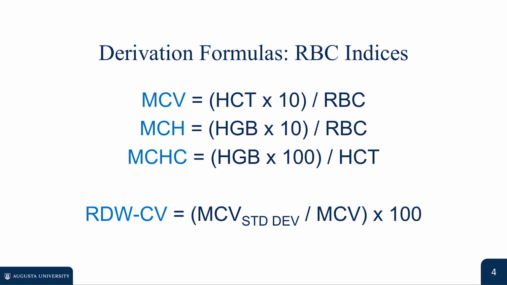It is computed by multiplying the hemoglobin concentration in grams per deciliter by 100 and dividing by the hematocrit percentage. Alternatively, MCHC can be derived by dividing MCH by MCV and multiplying by 100. Lastly, the RDW-CV expresses the degree of red blood cell volume heterogeneity, or anisocytosis. It is mathematically calculated by dividing the standard deviation of red blood cell volume by the MCV and multiplying that quotient by 100 to obtain a percentage.